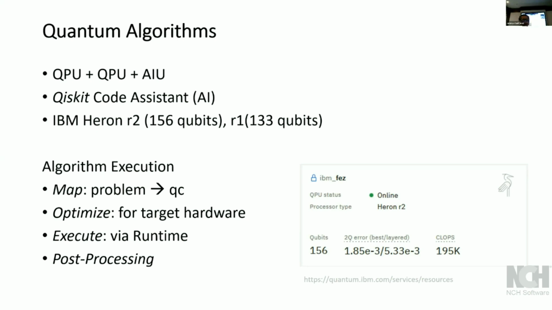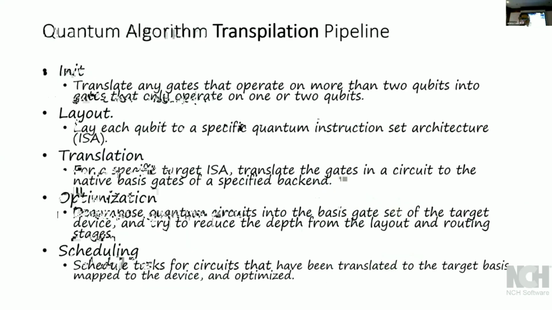Mapping. You have a problem. You want to map it to a quantum circuit. Currently, we write program code in Python or C, but in quantum computing, because of the quantum circuit, you need to map that. That is not very easy if you don't know this. You need to optimize, like a compiler, execute, and post-processing. So we're going to cover these processes.